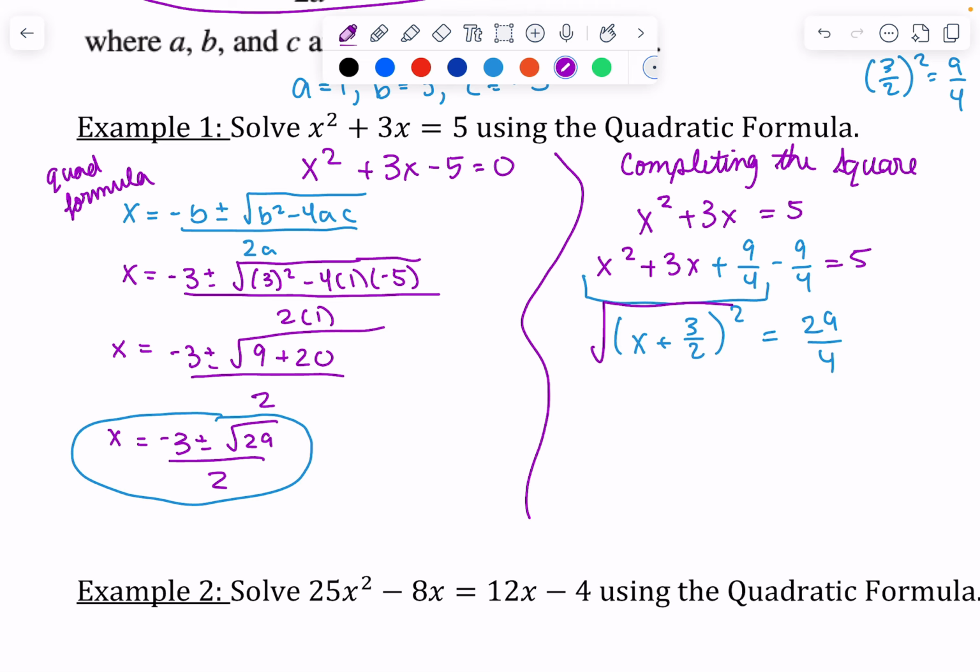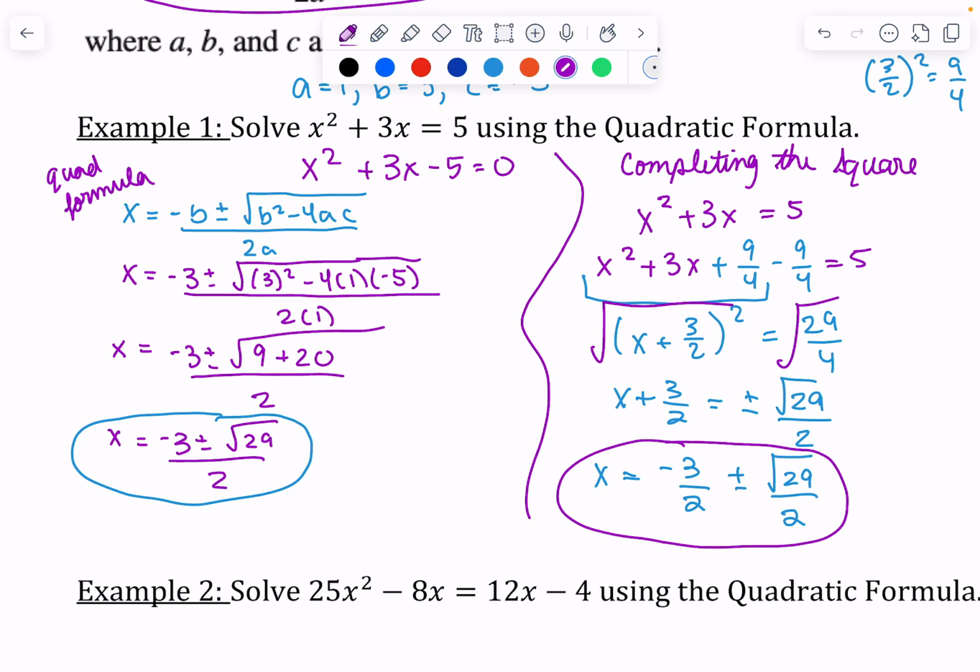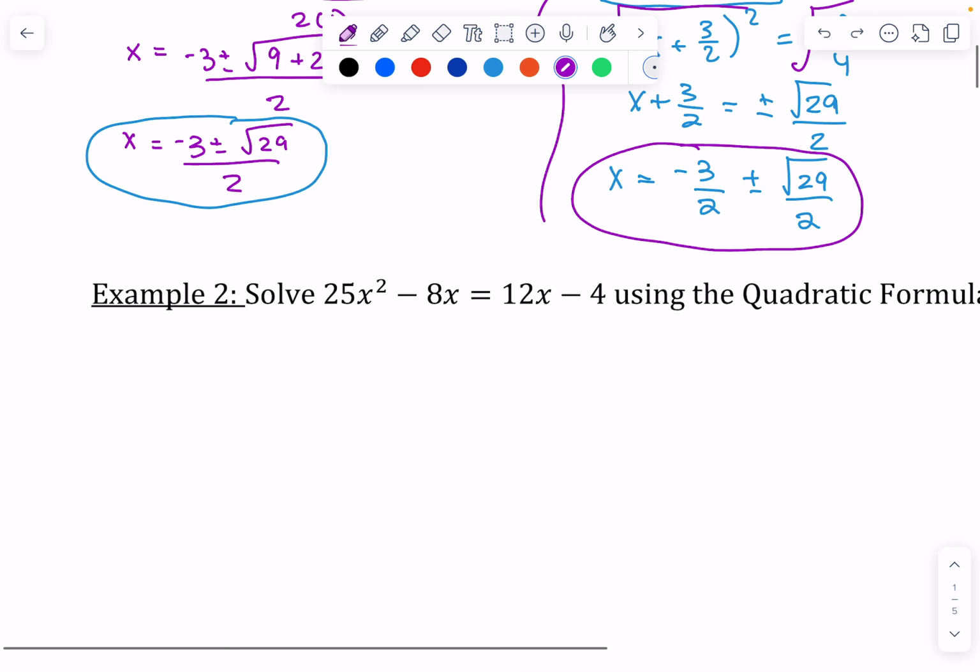At this point, I'm going to square root both sides. That gives me x plus 3/2 equals plus or minus the square root of 29 over the square root of 4, and the square root of 4 is 2. Subtract 3/2 on both sides, and you get x equals negative 3/2 plus or minus the square root of 29 over 2, which is the same thing that we got over here. I just separated the fractions. All right, very good. Let's keep going.